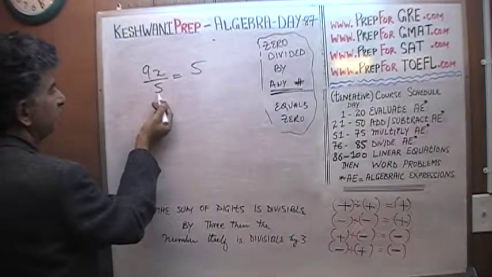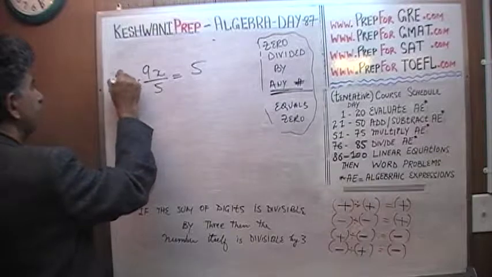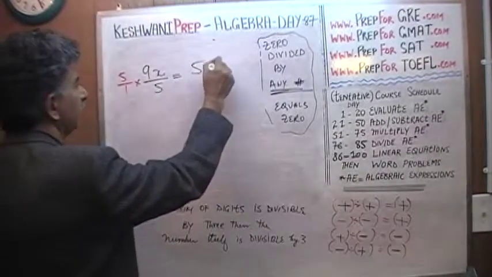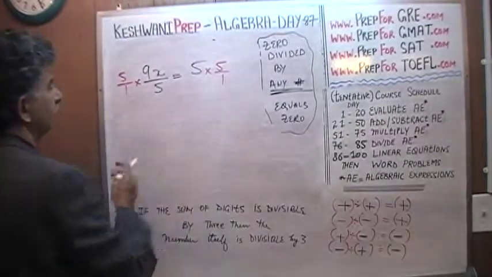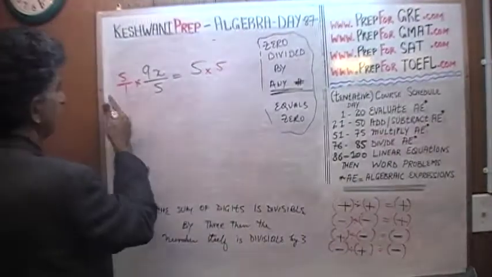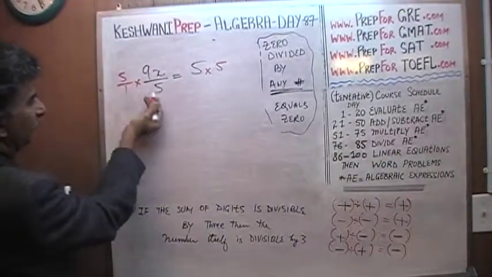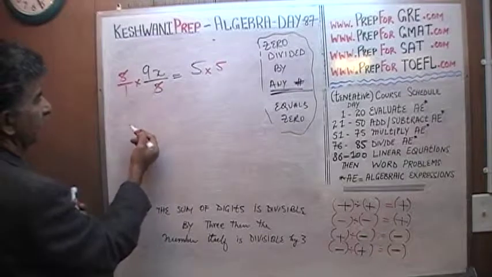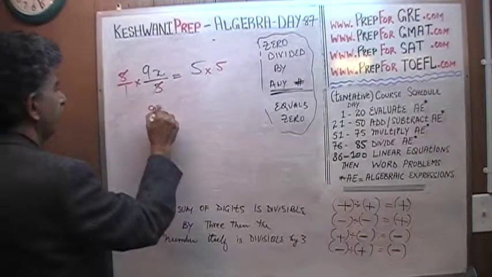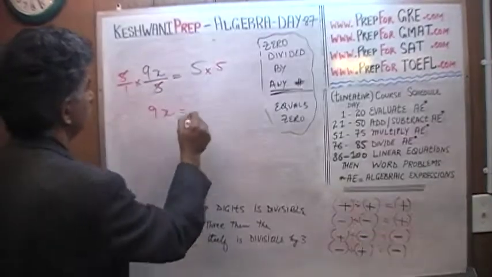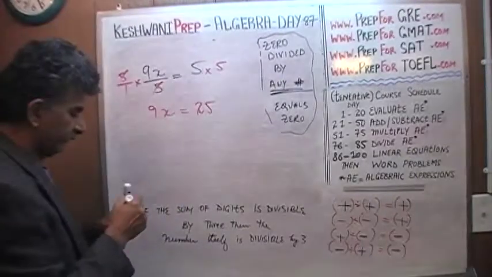How do we get to 5 at the bottom? Multiply this side by 5 over 1, multiply that side by 5 over 1, or just 5 if you like, because 5 over 1 is the same as 5. I just write it this way so it's easy to see that we're crossing out this thing here. So we end up with 9x equals 25. So far 9x equals 25.